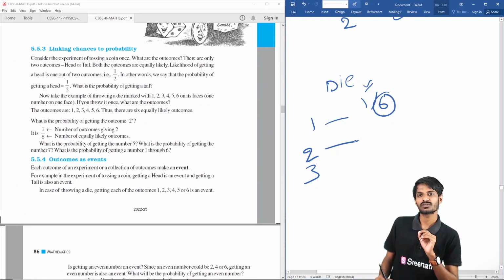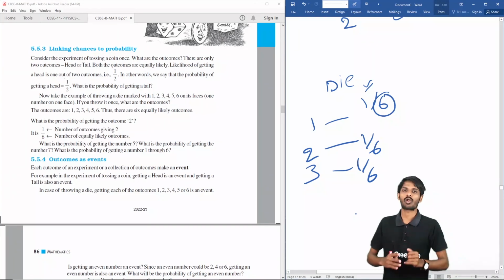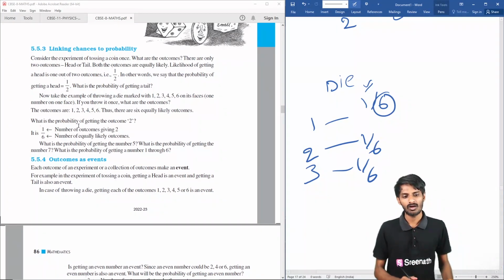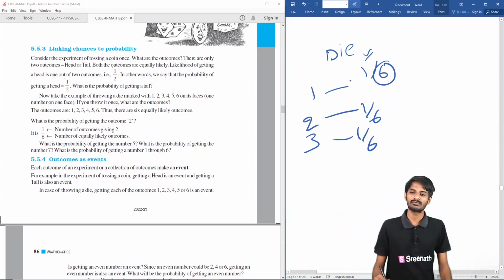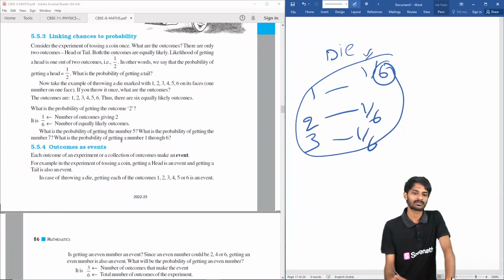So how many outcomes, how many chances for 2? It is also 1 by 6. So every outcome is equally probable, every outcome is equally likely. Okay students, in the case of a coin, the probability is 1 by 2 for each outcome, and in the case of a die, the probability is 1 by 6 for each outcome.